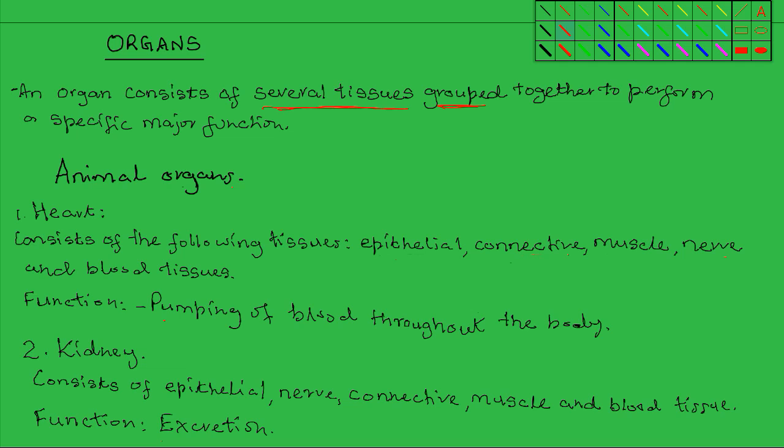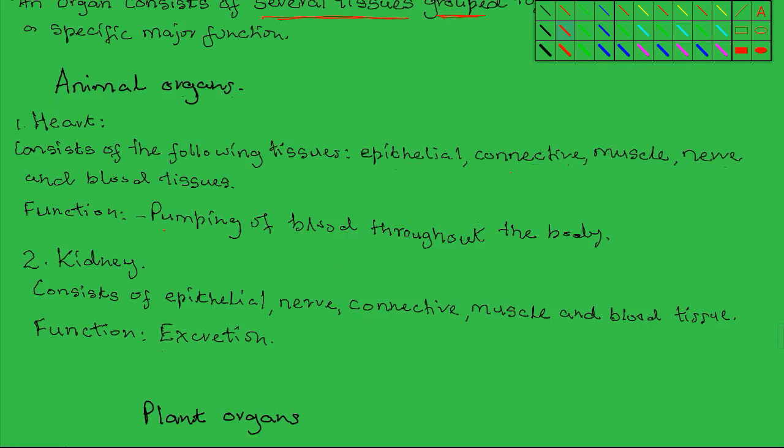For example, in animals, the organs include: 1. The heart. The heart consists of the following tissues. There is the epithelial tissue, connective tissues. Epithelial tissue covers the surface of the organ. Connective tissue is found both on the surface and within the organ, within the heart, connecting the various tissues. Muscle tissue, and in particular for the heart, the type of muscle there is known as the cardiac muscle. There are nerve tissues, and then of course the blood tissues contained within the blood vessels.